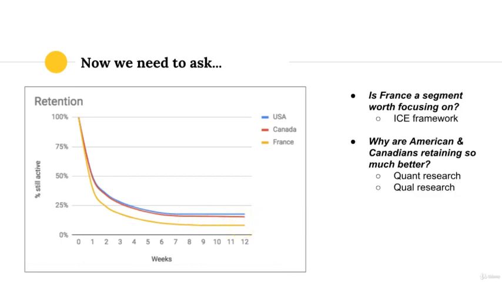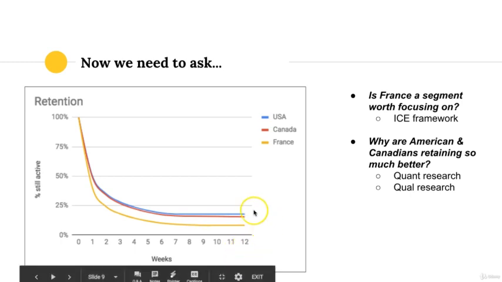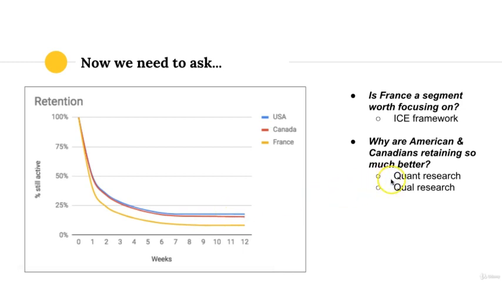So now we need to ask, is France a segment worth focusing on? What percentage of revenue does France represent? How confident are we that we could even improve the French market? And finally, how much effort would be required to do that? And then we should be asking, why are Americans and Canadians retaining so much better? And to do that, we can look into quantitative and qualitative research.